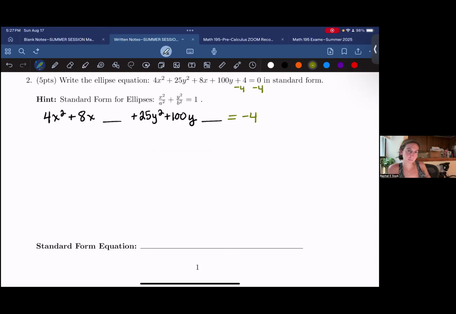Okay. Also, this x squared over a squared plus y squared over b squared equals 1. If it doesn't stem from the origin, you can actually look at it as our x minus h in parentheses squared over a squared plus y minus k in parentheses squared over b squared is equal to 1. Okay.